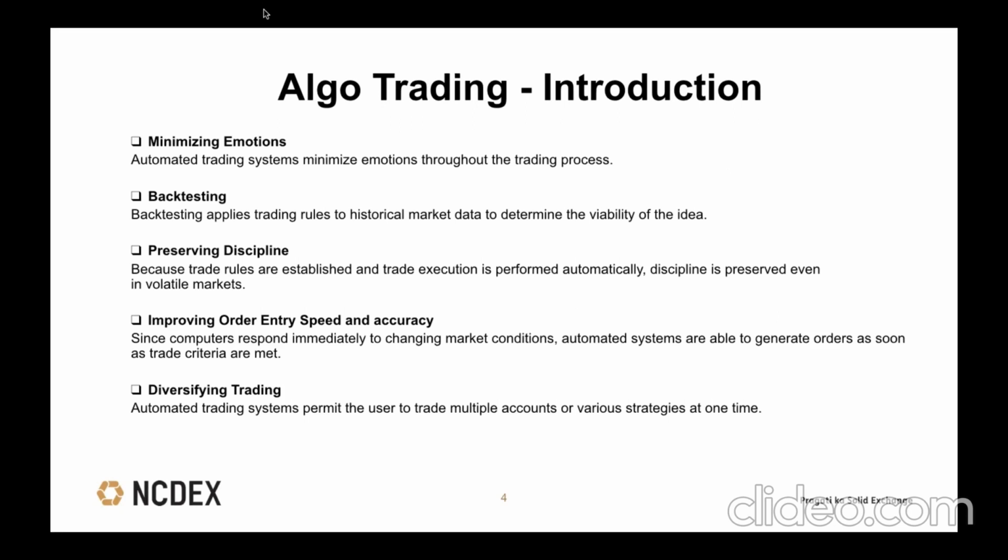Now let's talk about why algorithmic trading, why not manual. What is the difference between manual and algo? The most important thing in trading is emotions. Everybody knows that if we control the emotions, then we have won 80% of the race. If we do it through algorithmic trading, it minimizes the emotions. Algo takes care of the emotions part.